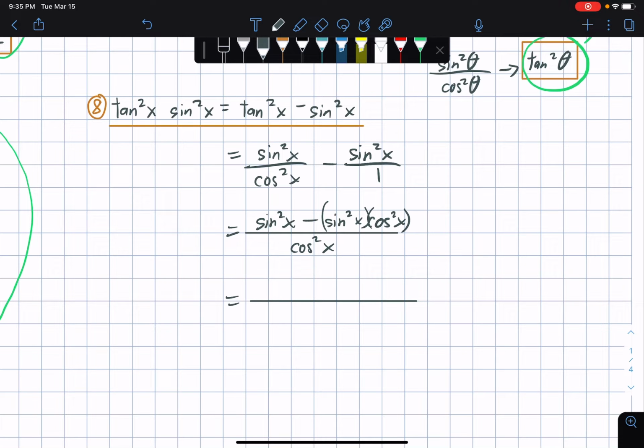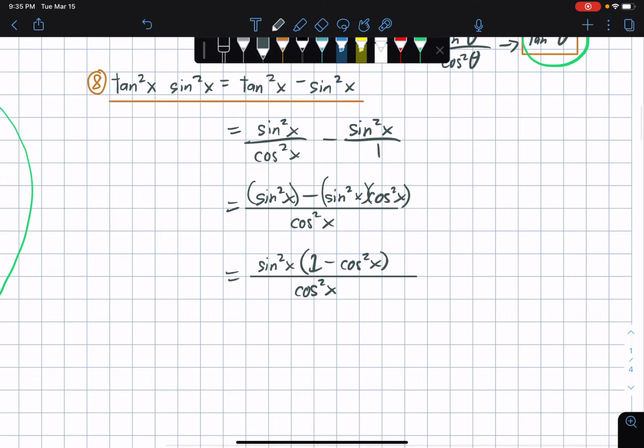What we could do now is basically we could actually simplify. I mean, do the opposite of simplification. We can factor sine raised to 2x, and this will be 1 minus cos sine raised to 2x, and the denominator is cos raised to 2x.